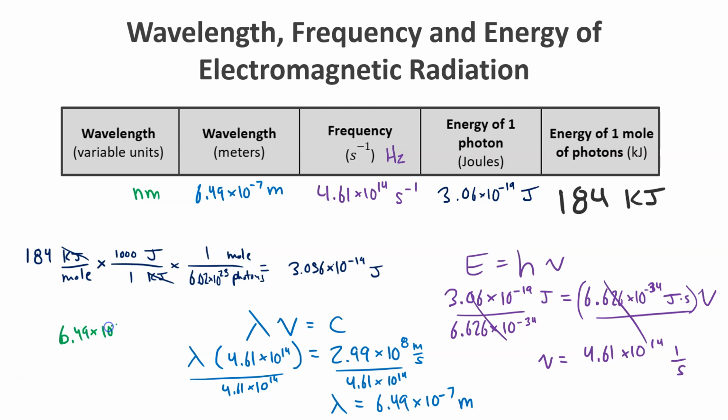6.49 times 10 to the negative 7th meters. If I multiply with meters on the bottom, nanometers on top, of course 1 meter is 10 to the 9th nanometers. You can look that up in any metric conversion chart. And this gives me a final answer of 649, around 650 nanometers.